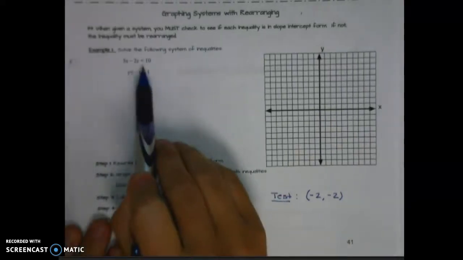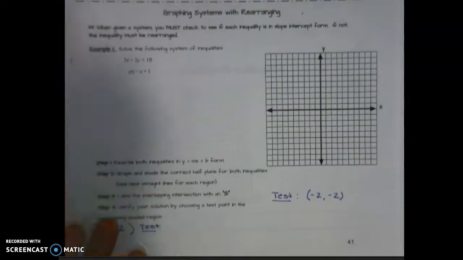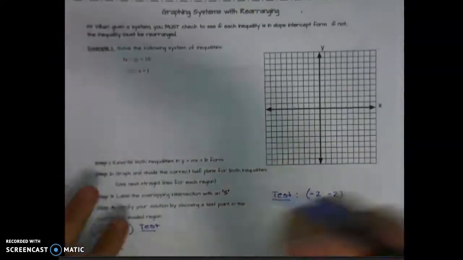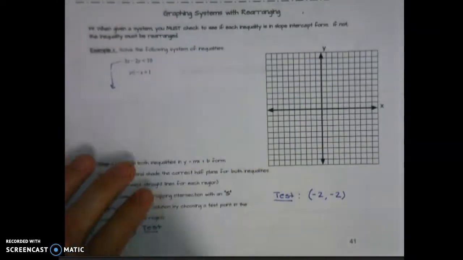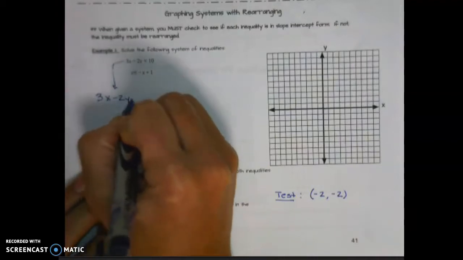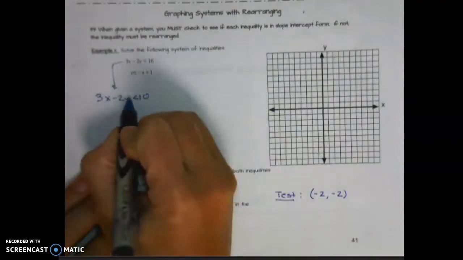The first inequality is the same inequality from the do now. If you did the do now, we had to rearrange it to be in slope-intercept form. So we wanted to say y equals. So I'm going to rearrange down here. Okay, so I have 3x minus 2y is less than 10. So my goal is to get the y by itself.